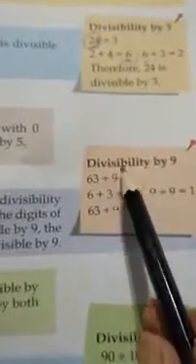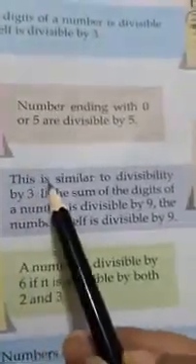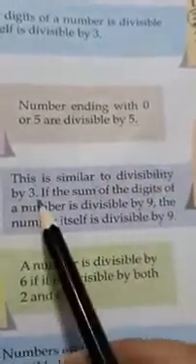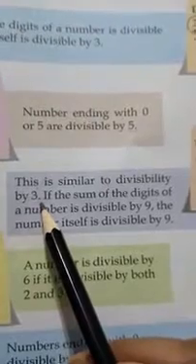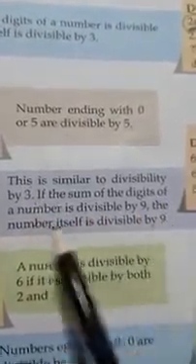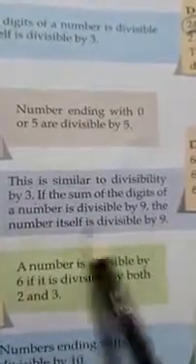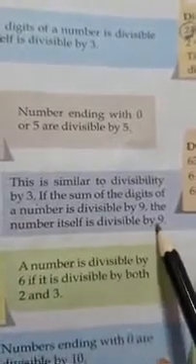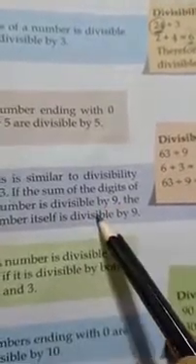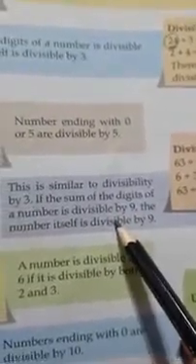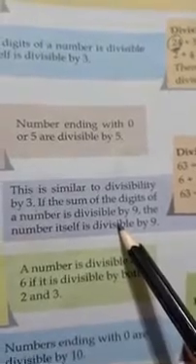Yes. Now see the next rule, that is divisibility by 9. What is the rule for this? This is similar to the divisibility by 3. As we have already done the divisibility by 3 rule, it is the same. If the sum of the digits of a number is divisible by 9, the number itself is divisible by 9. Yes, we will add the digits. If the sum is divisible by 9, then the number will also be divisible by 9. This is the same rule as the rule of 3.